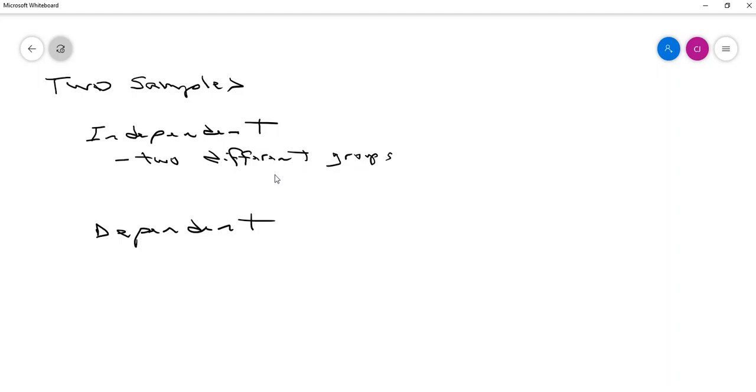So if I wanted to test to see if doing statistics online was the same as doing statistics in a classroom, I could run a two sample independent means t-test. And what I would do is pick two different groups. I would have one of my classes that met online for the whole semester, and that'd be one of my groups. Then I would have a totally different group of students who met in a classroom. And that's a very, very common test.